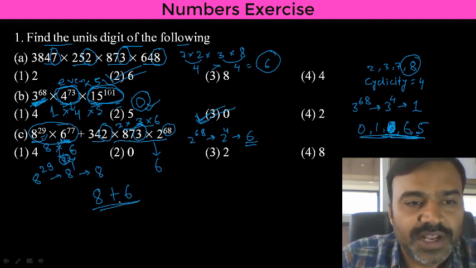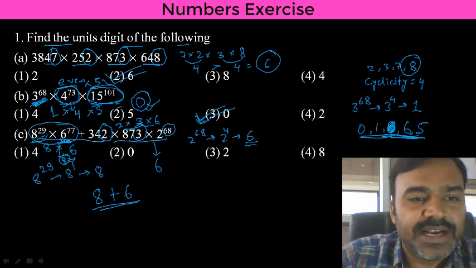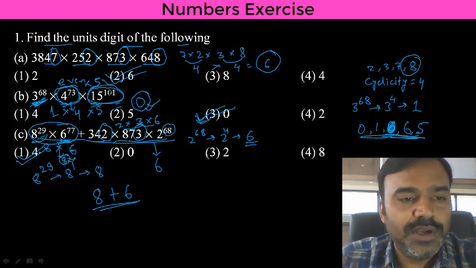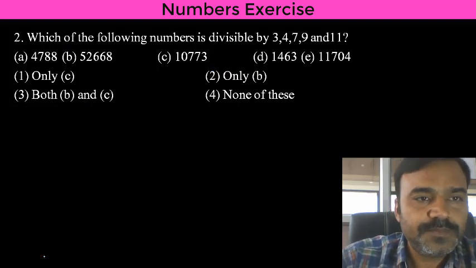So 8 plus 6 is 14. So 4 will be the unit digit of this entire product. So 4 will be the answer of the question, that is first option. Okay, let's go to the next question now.